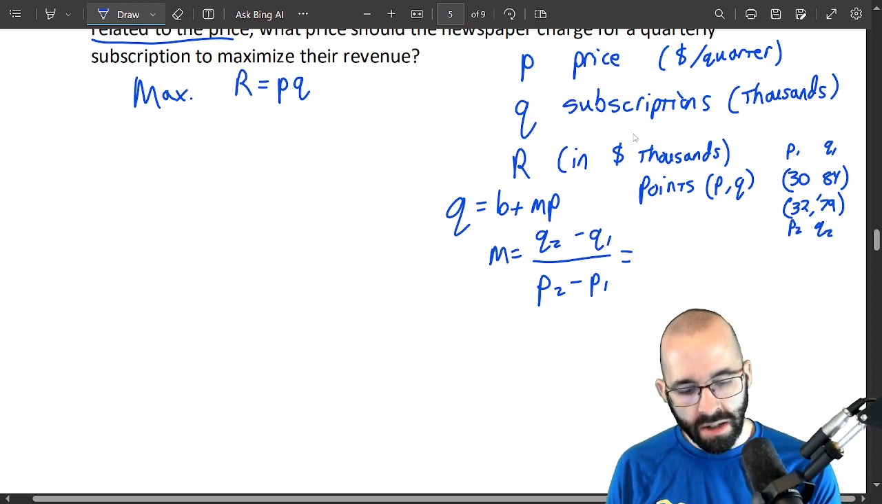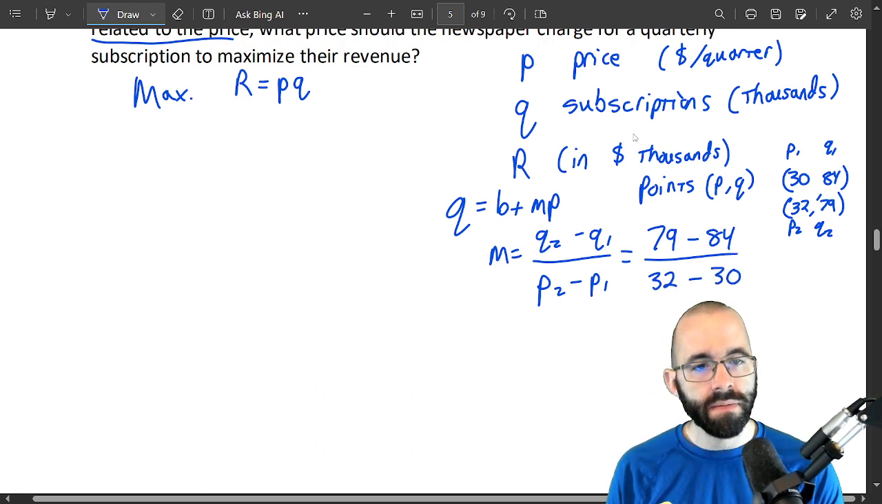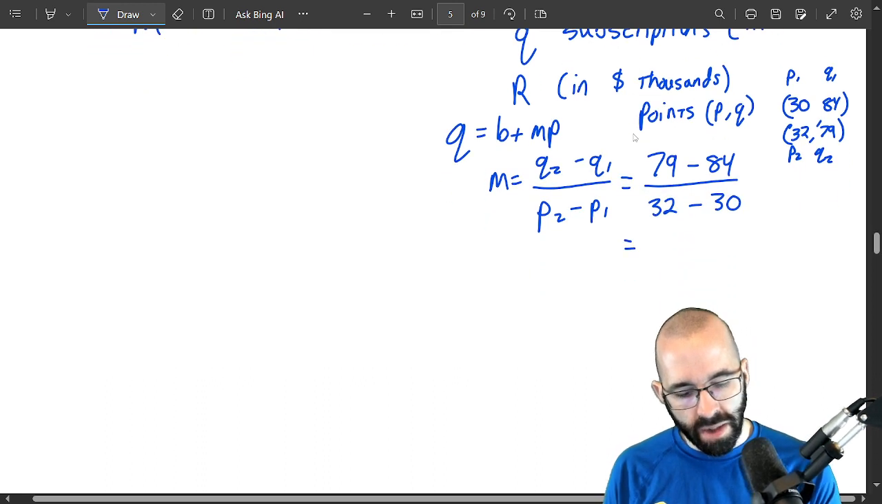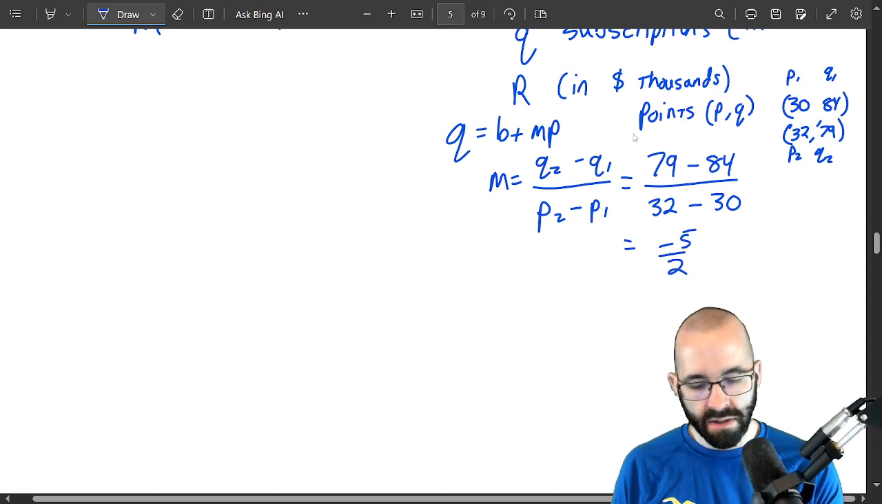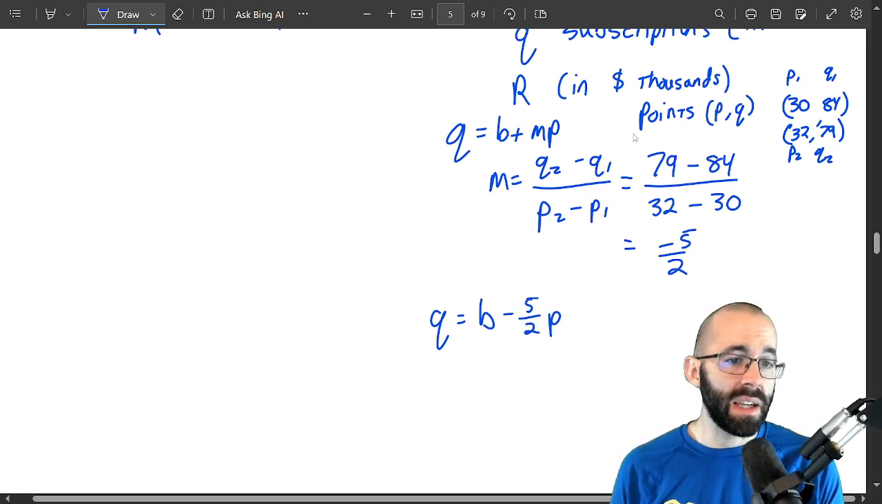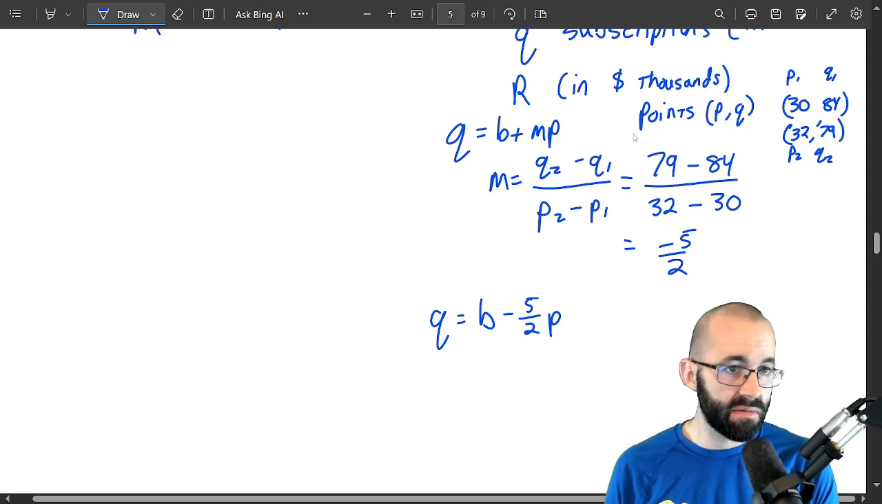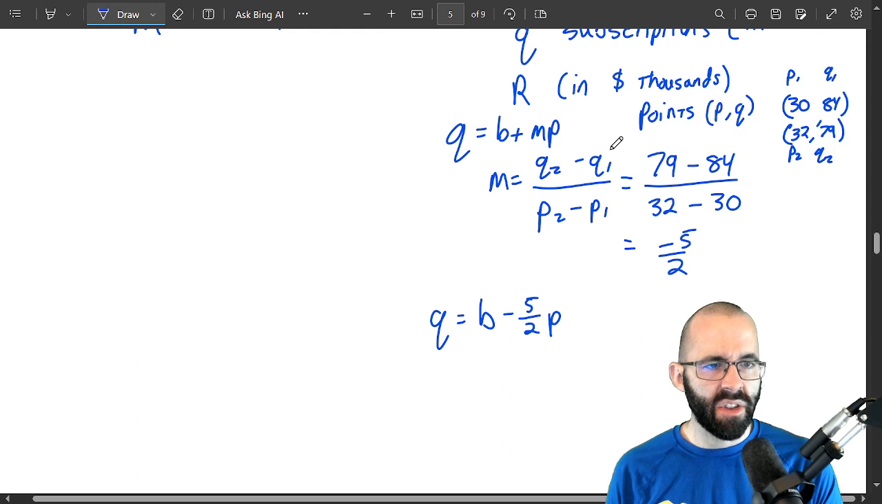Now we can use the formula: Q2 minus Q1 over P2 minus P1. That's going to be -5 on top, 2 on the bottom. Our slope's -5/2. The Q is B minus 5/2 times P. Now we need B. We can use either one of these points. Let's use 30 and 84.